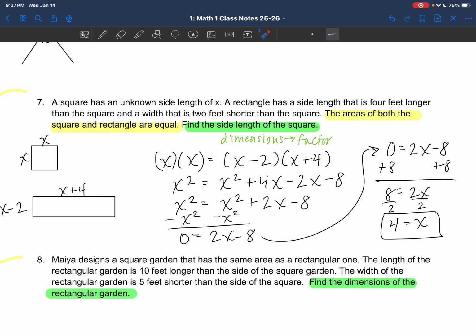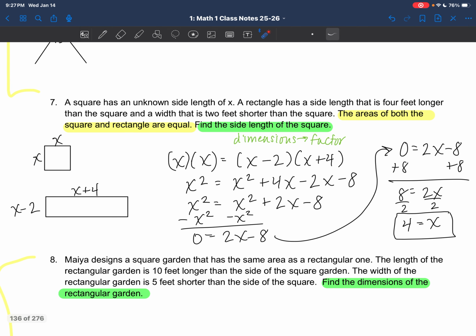This is a square with an unknown side length of x. So again, draw a picture. And then you have a rectangle that has a side length of 4 feet longer than the square. So if we started with x, where it's 4 feet longer than the square. And then the width, this is your width, is 2 feet shorter than the square. So the areas of both are equal. We want to find the dimensions, so we need to factor.